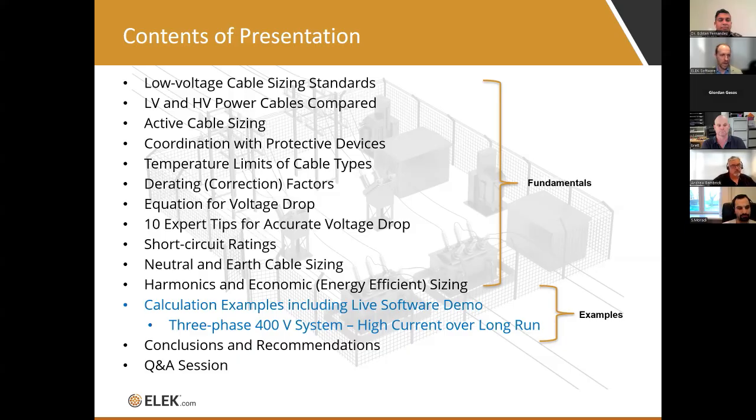I'll talk about how we properly size active conductors, talk about the coordination with protective devices, temperature limits for cable types, derating factors, equations for voltage drop. I'll share some expert tips on voltage drop calculations, short circuit ratings, neutral and earth cable sizing, harmonics and economic cable sizing. Look, it's a lot to cover in 1 hour, obviously, but I think that everyone from beginner level to expert is going to get something meaningful and useful out of this presentation. I guarantee that. And at the end, there'll be a worked example.